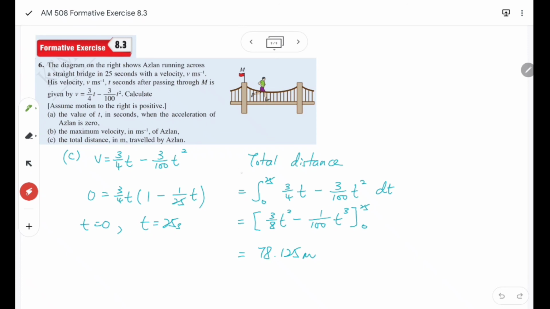So the total distance traveled by Aslan in the 25 seconds, we can just integrate the function of v from 0 to 25 with respect to t. So we get 3 over 8 t squared minus 1 over 100 t cubed from 0 to 25. After substituting t equals 25 and t equals 0, we will get 78.125 meters. So the total distance traveled by Aslan is 78.125 meters.